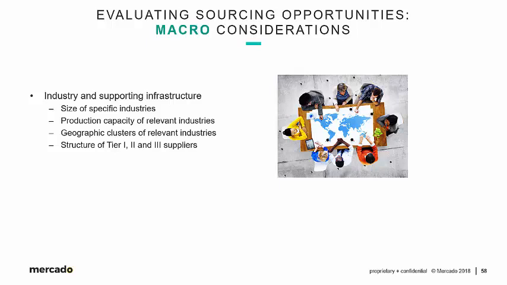In Section 7, we're going to continue with evaluating sourcing opportunities, macro considerations, now looking at industry and supporting infrastructure by country. As it relates to industry and supporting infrastructure, one of the first things we want to look at is the size of specific industries that we're interested in. If we are an importer of wearing apparel, obviously we want to know the size of that industry in a given country. If we're more into consumer electronics or foodstuffs or medical equipment, we have to study the size of those specific industries. That's what we mean.